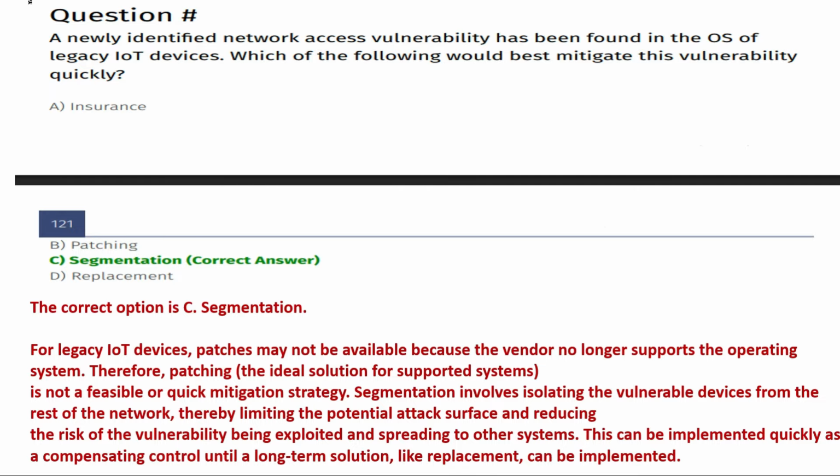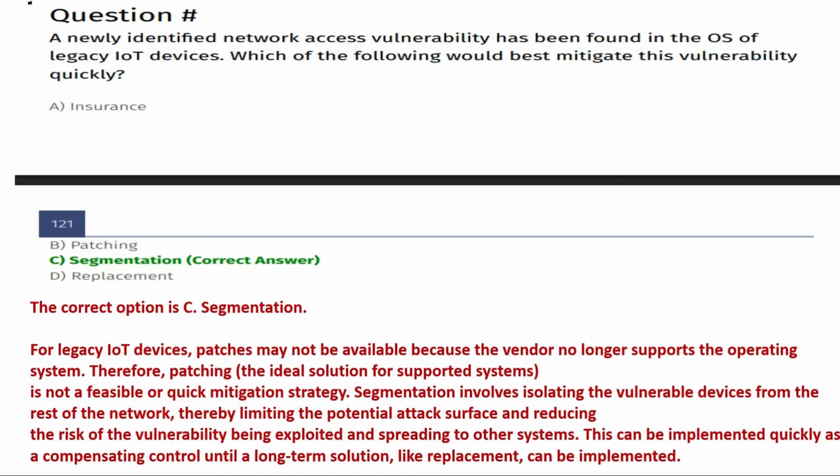The next question is, a newly identified network access vulnerability has been found in the operating system of legacy IoT devices. So which of the following would best mitigate this vulnerability quickly? Option A, insurance. Option B, patching. Option C, segmentation. Option D, replacement. And the correct answer for this question is option C, segmentation. So let's check the explanation.